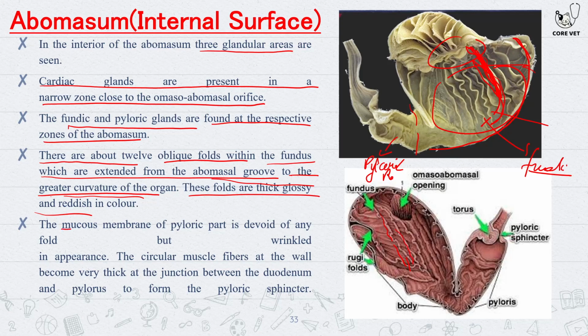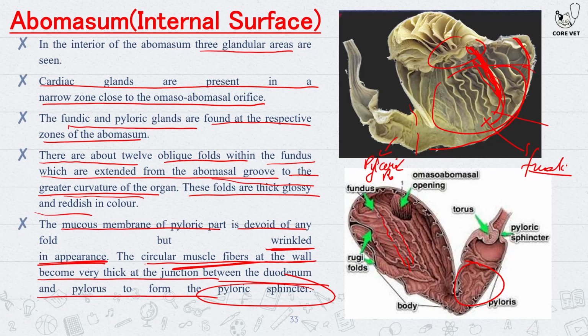So the mucous membrane of the pyloric part is devoid of any fold, but is wrinkled. The mucous membrane of the pyloric region does not form folds; instead they are wrinkled in nature. Okay, they are wrinkled in appearance, right? And the circular muscle fiber at the wall becomes thick at the junction of the duodenum to form the pyloric sphincter. What does it mean?